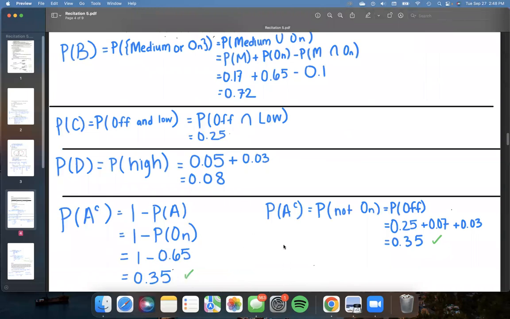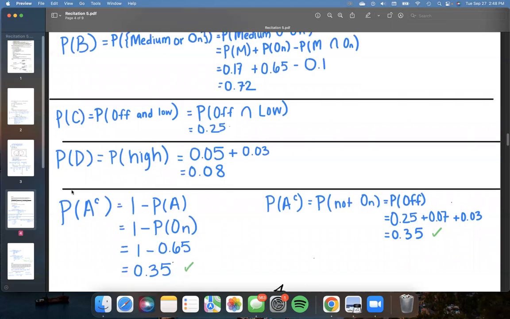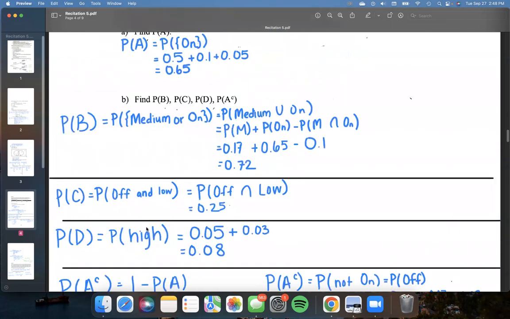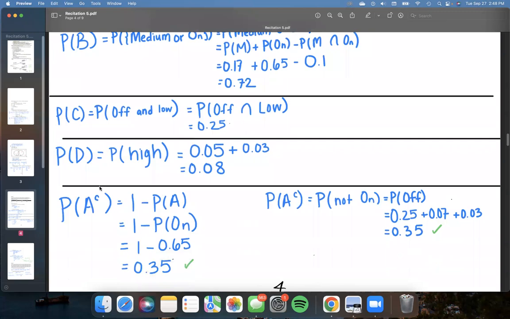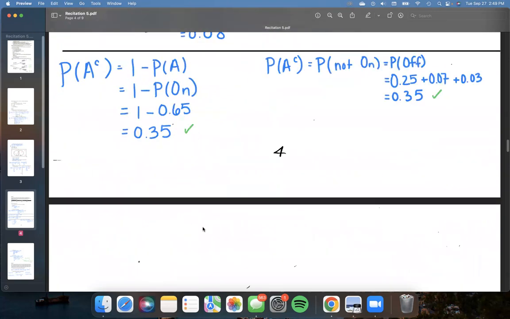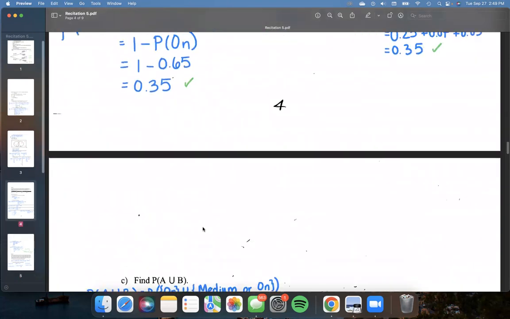Whichever way makes sense to you, go ahead and do it that way. But usually people gravitate towards this because if you accidentally choose something that's not mutually exclusive, you might get yourself into trouble. So this is the better way to think about it. But I did want to show both ways because sometimes there's more than one way to get to the final answer. Okay.